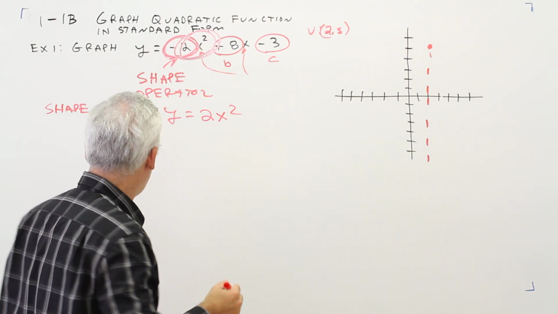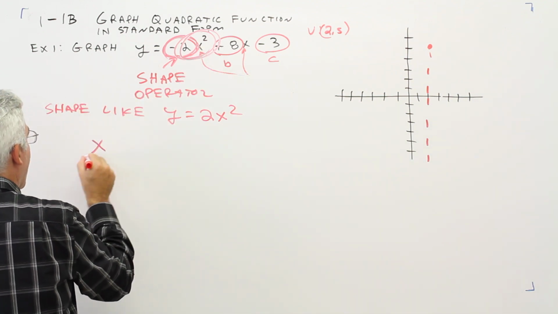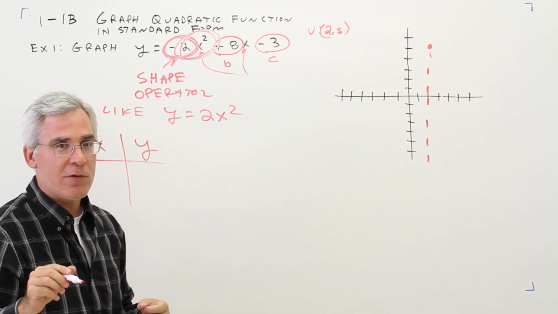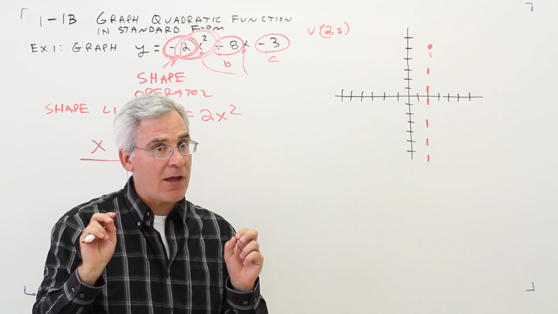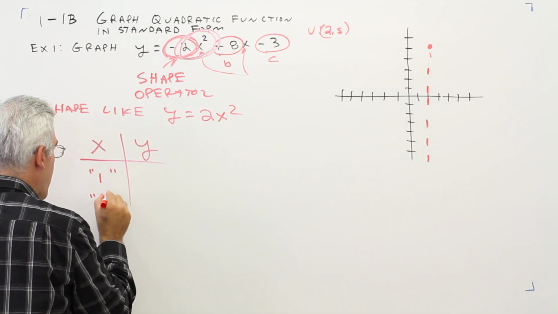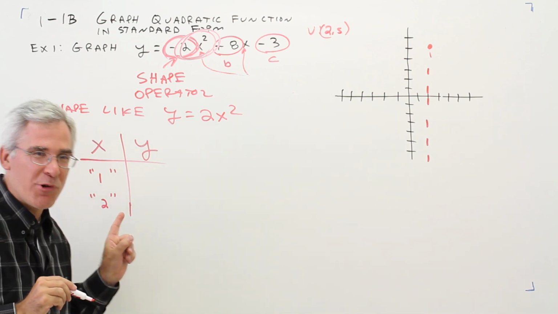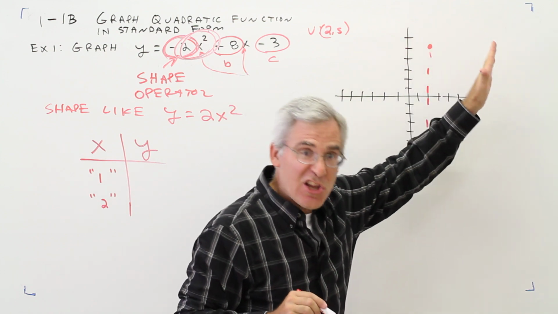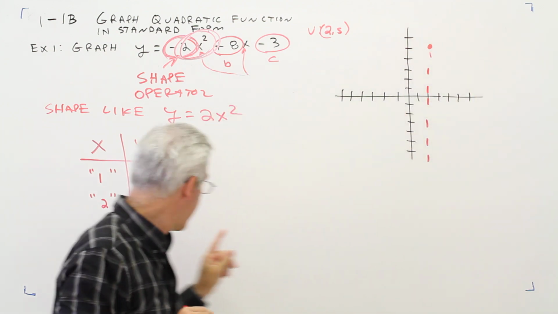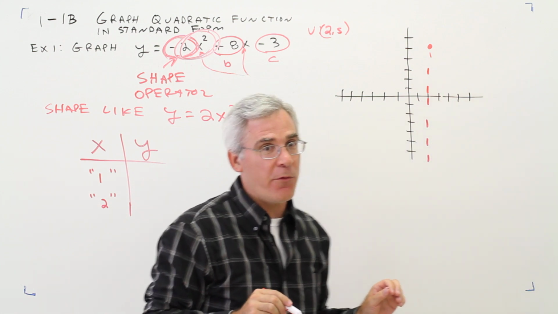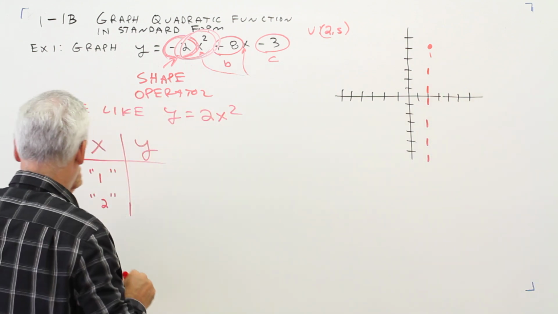So then what I'm going to do is just a table here, x and y. And what I'm going to do is just go 1 box to the right of the vertex and 2 boxes to the right of the vertex. I'm going to put this in quotation marks. I'm not really using an x value of 1. What I'm doing is going 1 unit away from the vertex. Not an x value of 2, 2 units away from the vertex. And now I'm just going to plug it into this function.